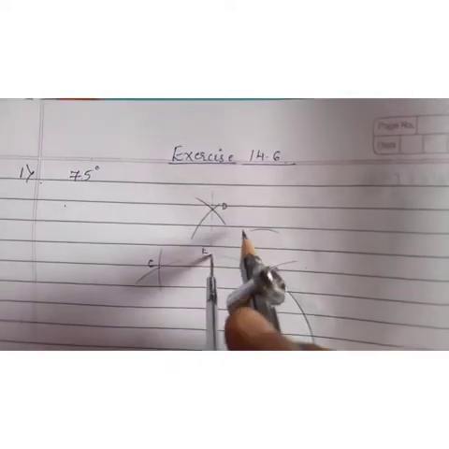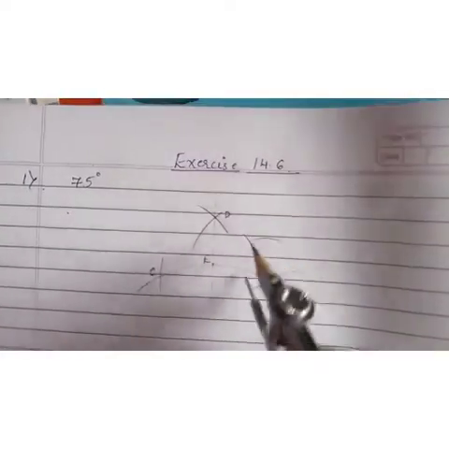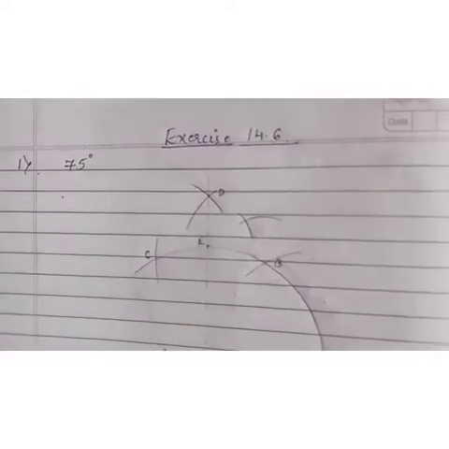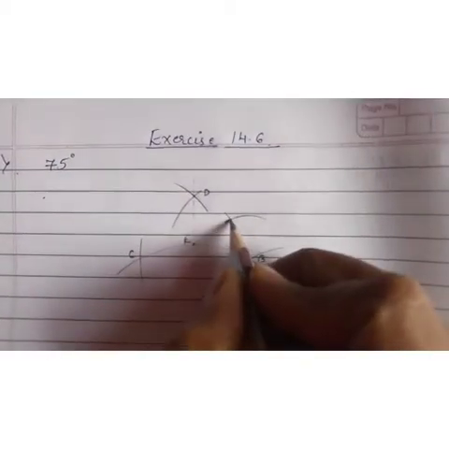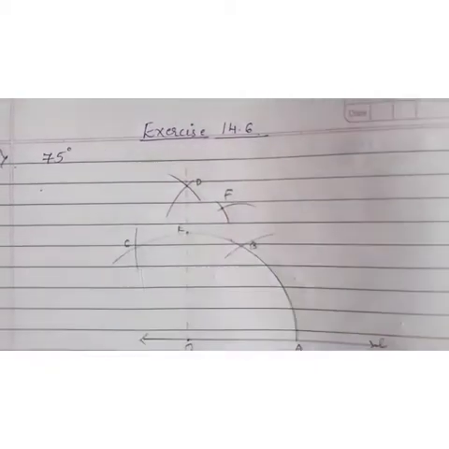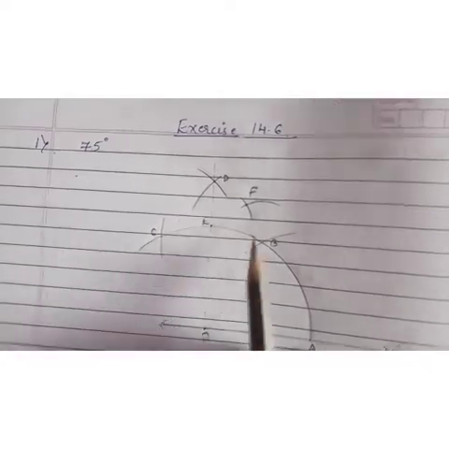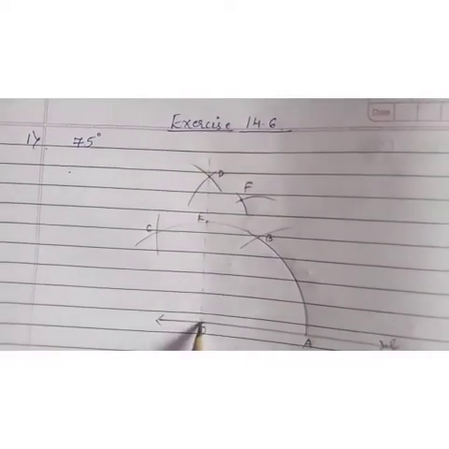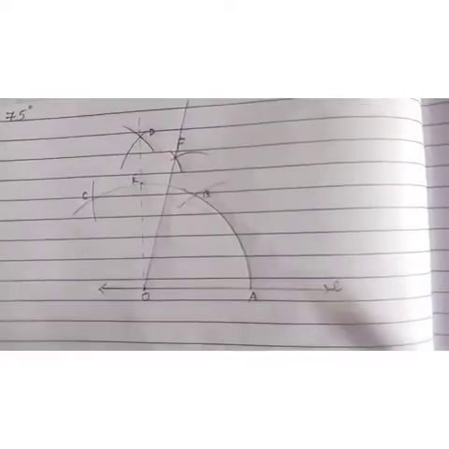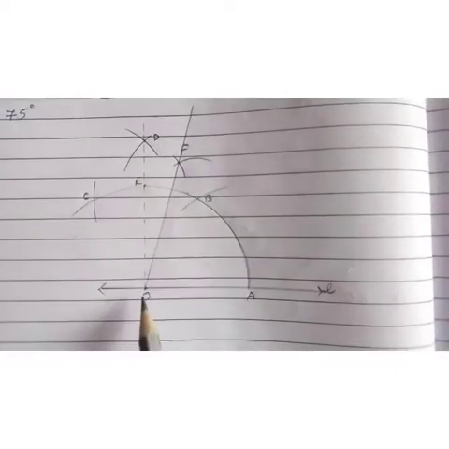with E as center. Are you getting my point? Now you got a point. Mark this as F. Now join F and O. So children, I have joined OF now.